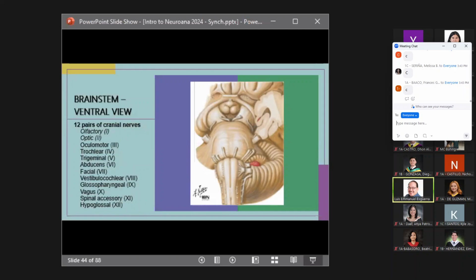So remember, the 12 cranial nerves are from olfactory to hypoglossal, but in the brainstem only the third down to the 12th. No? So wala yung first and second. Okay? So you'll learn that better in the lab.